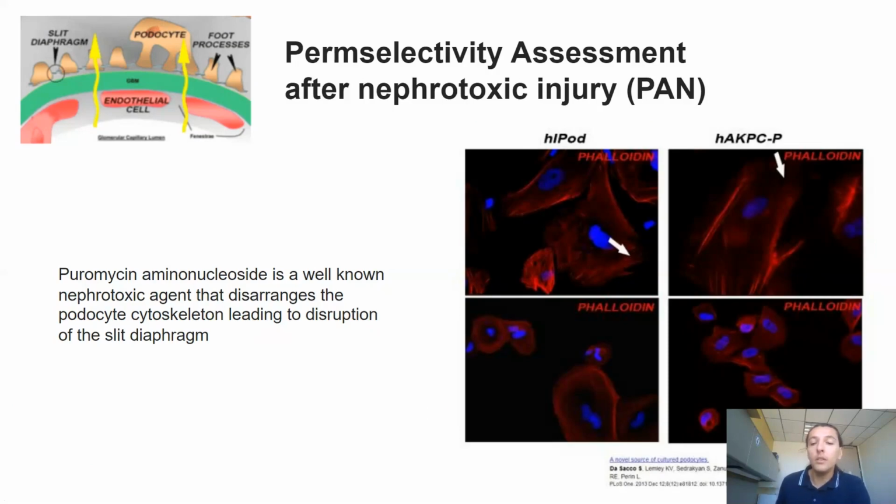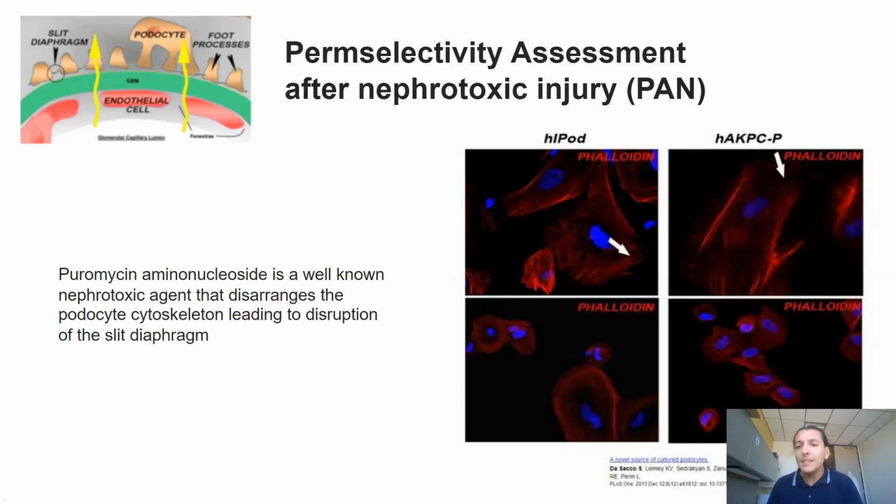In this, puromycin aminonucleoside is a very well-known nephrotoxic agent that is able to damage the podocytes, disarranging the podocyte cytoskeleton, leading to disruption of the slit diaphragm. The slit diaphragm is an essential component of the podocytes layer.